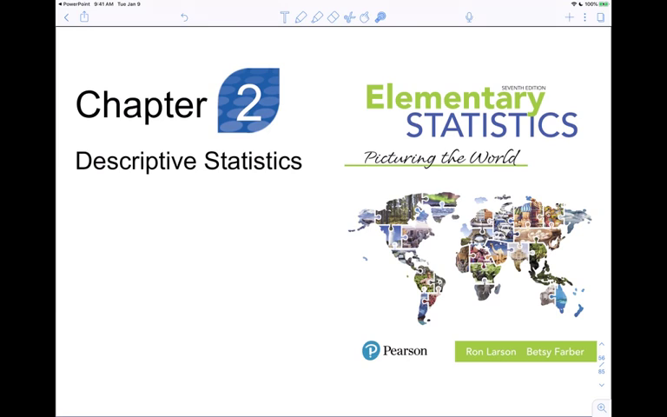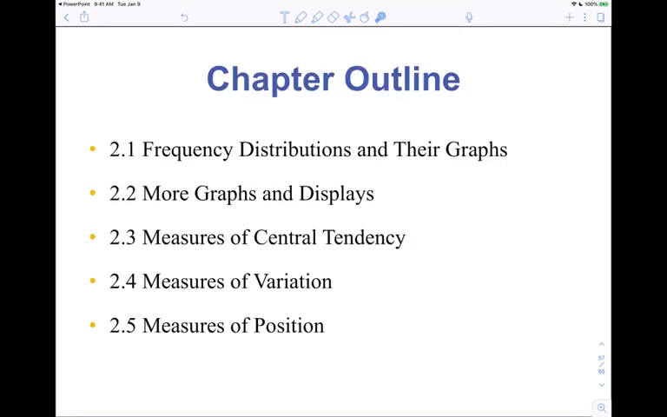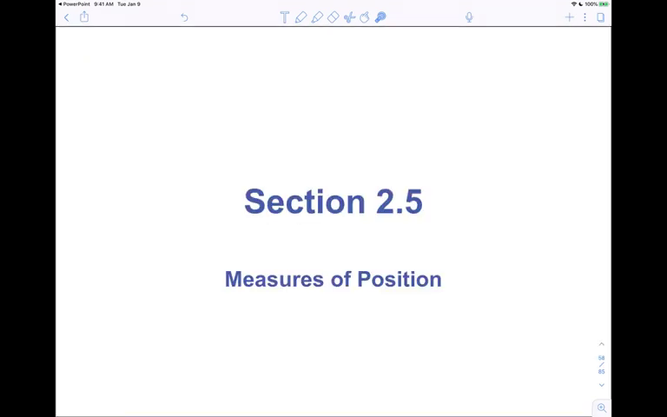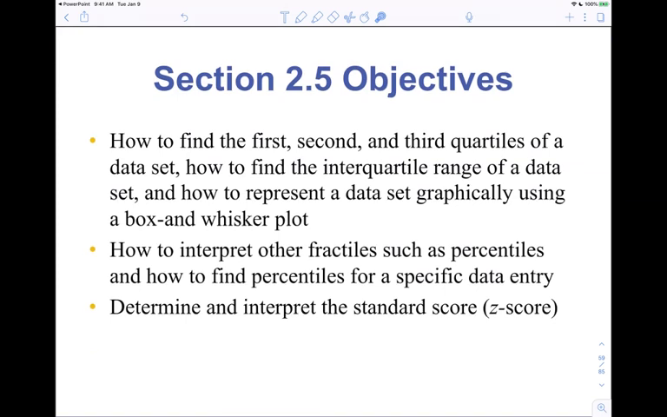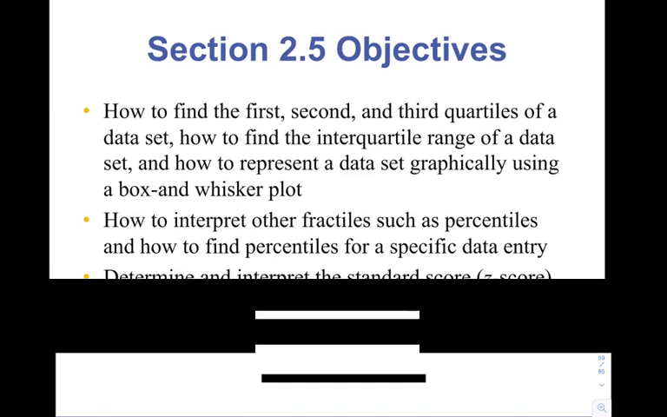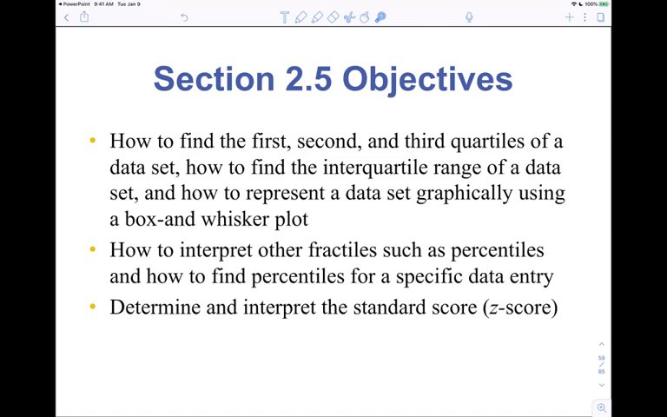Let's go ahead into the next section, and we're going to move into section 2.5, measures of position. Okay. Got 30 slides. Hopefully, we'll see how it goes. Some objectives here are how to find the first, second, and third quartiles of a data set, how to find and interpret the interquartile range of a data set, and how to represent a data set graphically using a box and whisker plot. Also, we want to look at how to interpret other fractiles such as percentiles and how to find percentiles for a specific data entry and determine and interpret the standard Z-score.